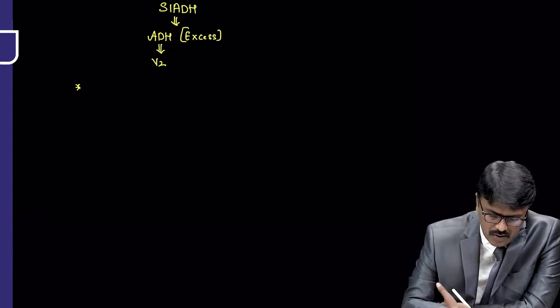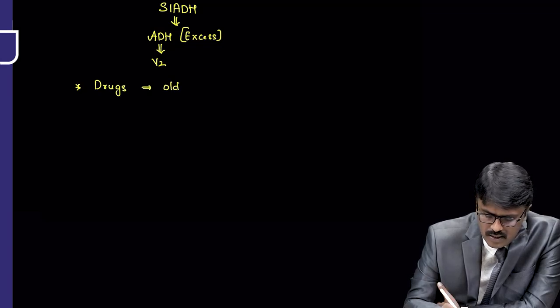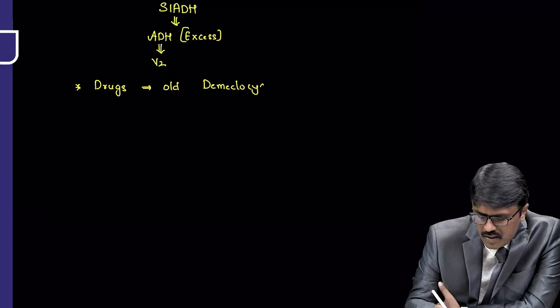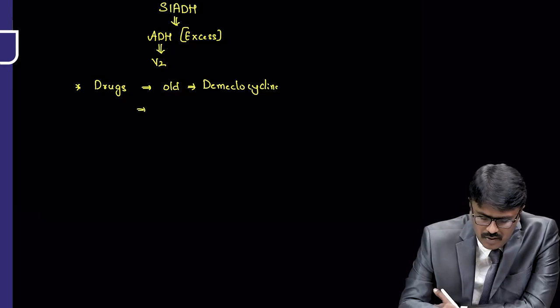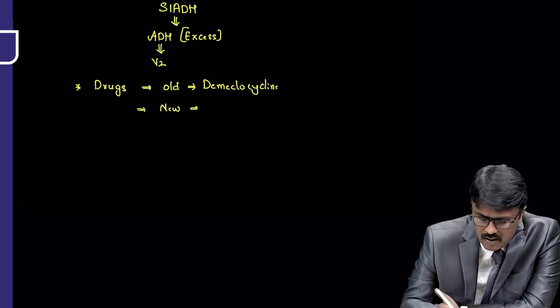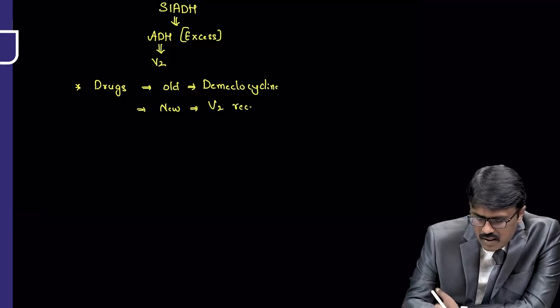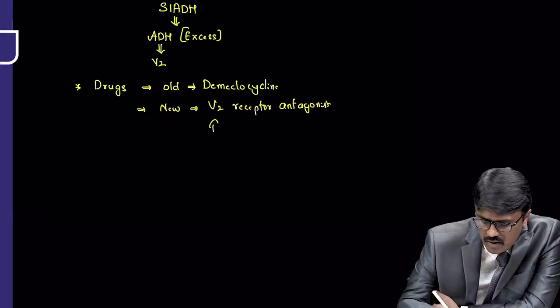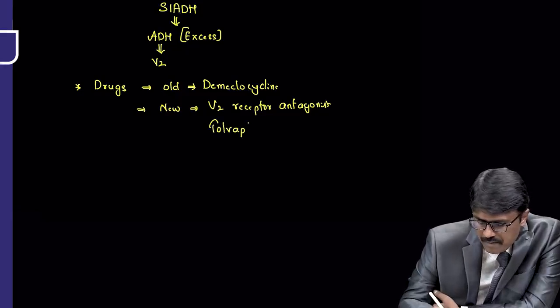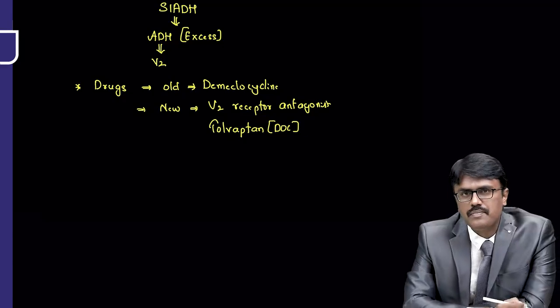So, what are the drugs used for SIADH? One of the older drugs that is used for SIADH is called demeclocycline. So nowadays we don't use it, but historically it was used. Now the new drugs that are used for this are V2 receptor antagonists. So we use the V2 receptor antagonist and the name is tolvaptan. So tolvaptan is a drug of choice for SIADH.